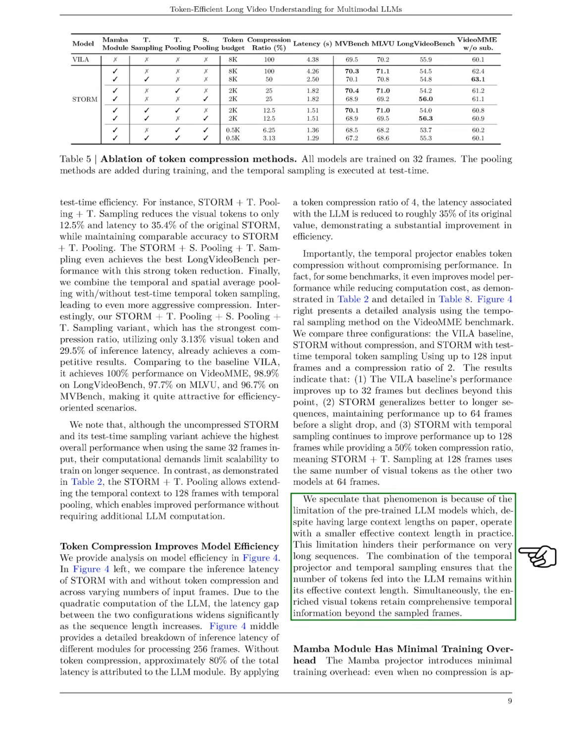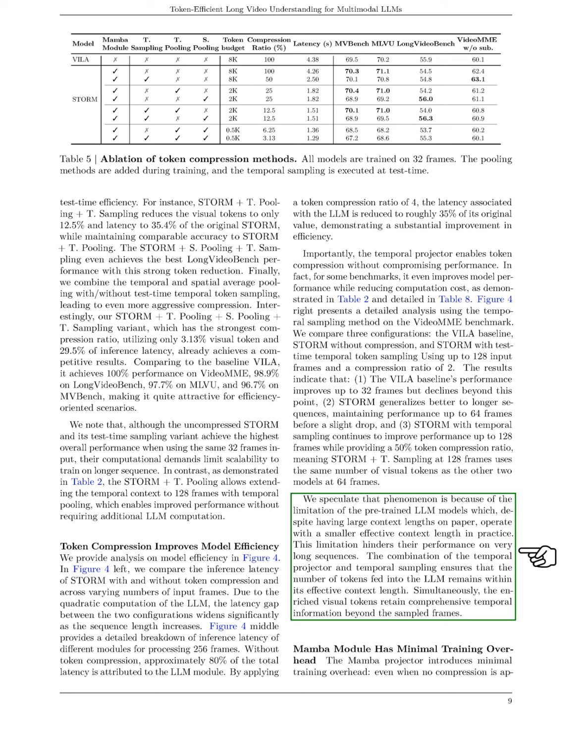We believe this is due to the limitations of pre-trained LLMs, which, despite having large context lengths, effectively operate with a smaller context in practice. The combination of the temporal projector and sampling keeps the number of tokens within the LLM's effective context length while ensuring that the visual tokens retain rich temporal information.